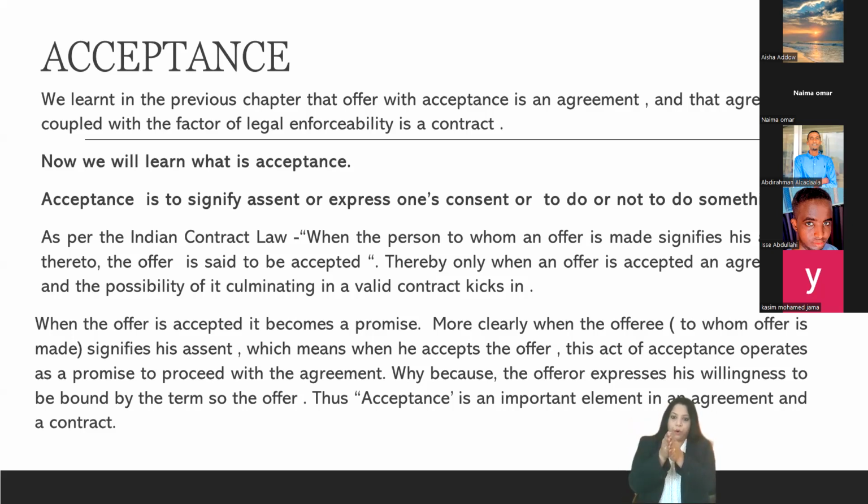More clearly, when the offeree to whom the offer is made signifies his assent, which means when he accepts the offer, this act of acceptance operates as a promise to proceed with the agreement. Yes, I'm willing to move ahead with the agreement. Why? Because he expresses his willingness to be bound by the terms of the offer. Thus, acceptance is an important element in an agreement and a contract.